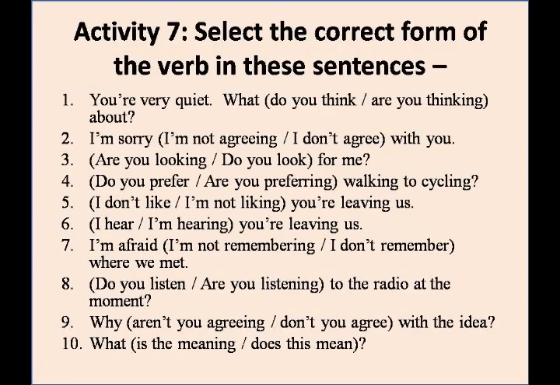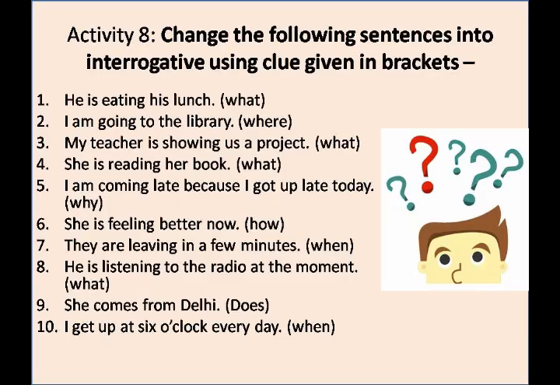In activity 7, I have made it a bit easy. Select the correct form of the verb in the sentence. You are given two options for which form of the verb will come. So go through the sentence very carefully, write down the correct answer and check your answers. In activity 8, you have to change the following sentences into interrogative using the clue given in brackets. You have to apply the interrogative form and frame the questions.